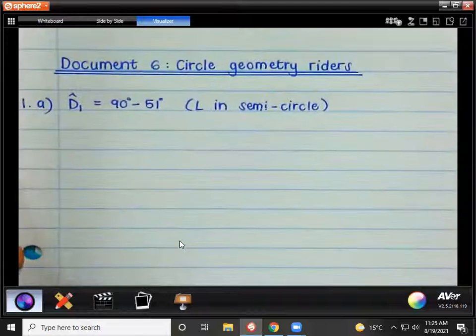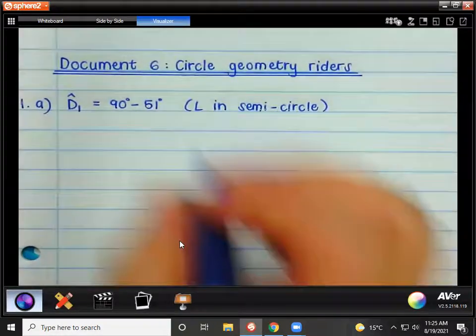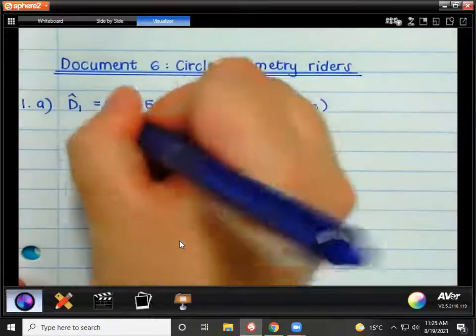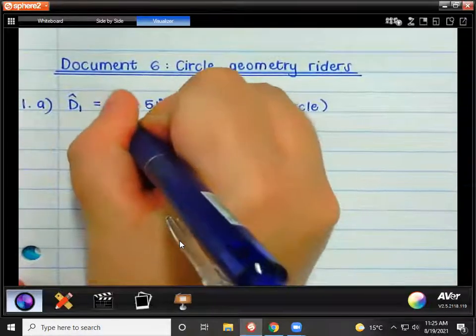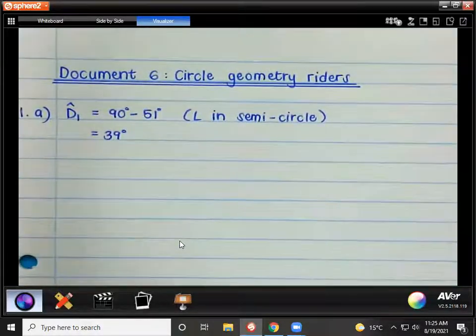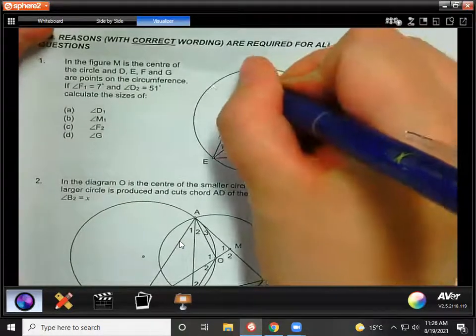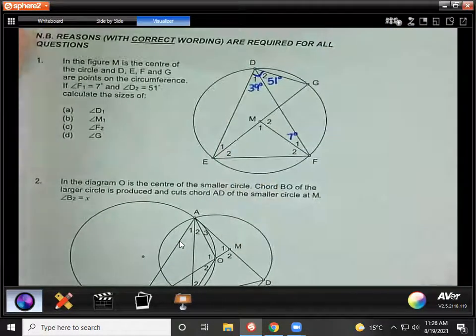Oh, sorry, that's quite big. All right, so what is that? 90 minus 50 is 40, and then minus another one is 39. So angle D1 is 39 degrees. You also could have just written D1 equals 39 straight away with your reason. That also would have been fine. Okay, so D1 is 39.